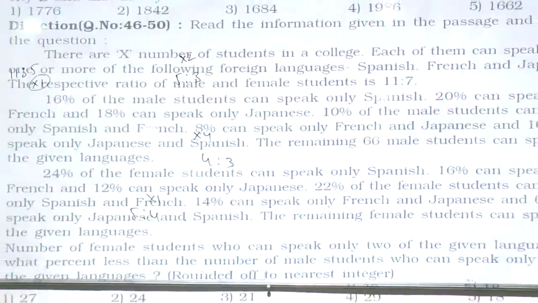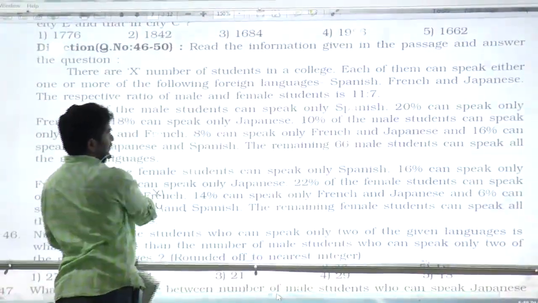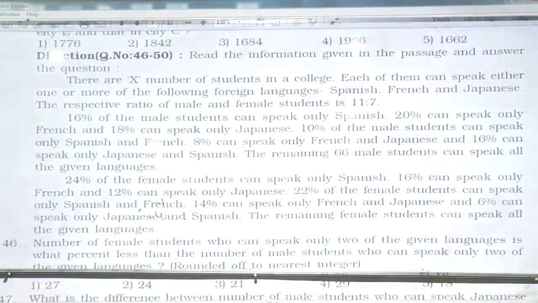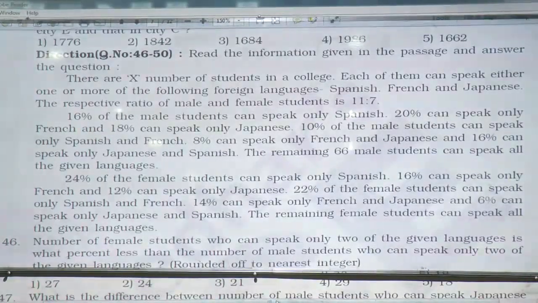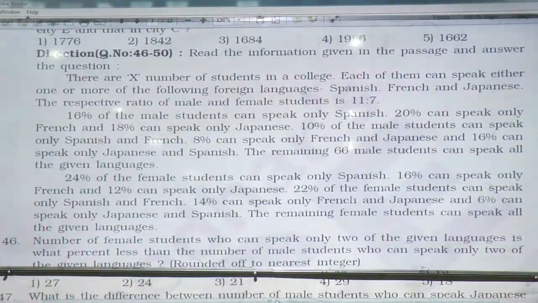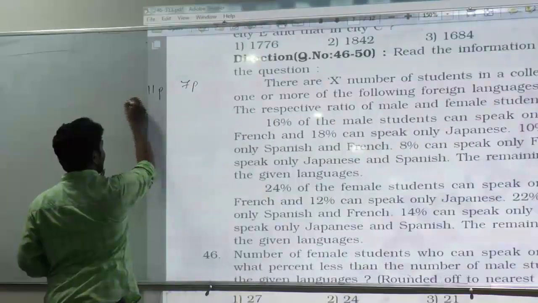Next, there are X number of students in a college. Each of them can speak either one or more of the following foreign languages: Spanish, French, Japanese. The respective ratio of male and female is 11:7. Male to female ratio 11:7, they said.